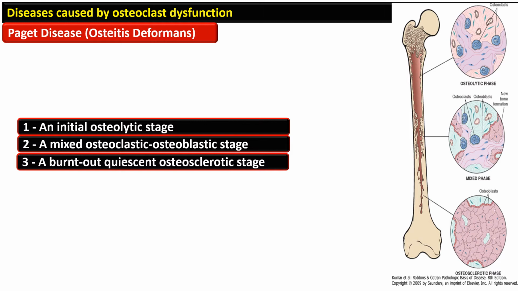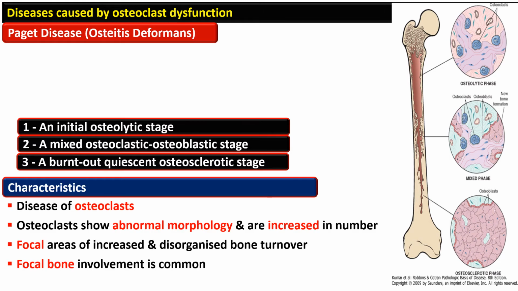The third stage is also termed as quiescent stage, burnt out stage, or osteosclerotic stage, and it comes years after the initiation of the pathologic process. Due to excessive useless bone formation, it is more compact and more dense. This third stage on radiology exhibits a cotton wool appearance. We will see some of the X-rays in an upcoming slide.